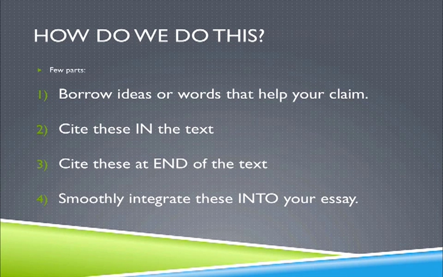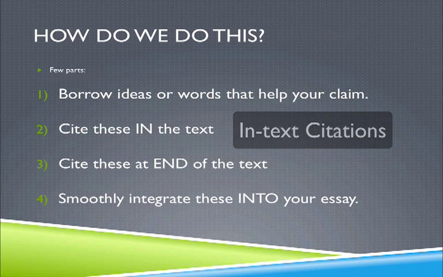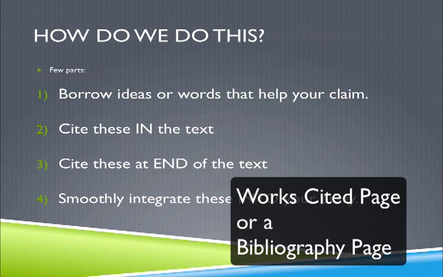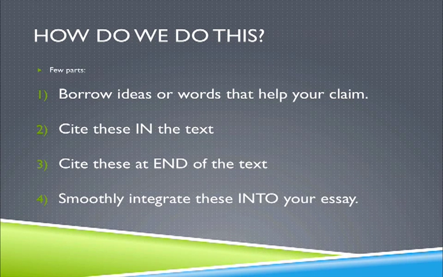Ultimately, how do we do citations? What do we do? So the first step would be if you're going to borrow ideas or words from another text and put them in your own essay. Notice, ideas and words. So if we borrow either one, we have to cite them. Number 2, we're going to cite these in the body of the text. We'll call these in-text citations. Additionally, we need to cite these ideas and words at the end of our text or essay. And so this is called a works cited or a bibliography page. And then finally, and this is more of the style piece, we need to smoothly integrate these borrowed words or ideas into our essay.